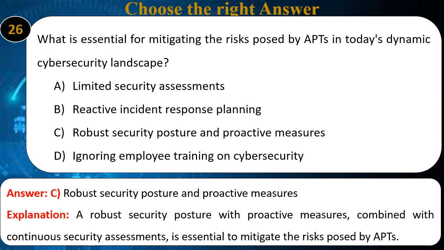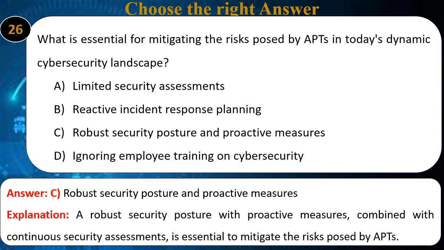Regularly patching systems and software. Vulnerabilities in outdated software are prime targets for APTs. Timely patching is essential to close these gaps before they can be exploited. Multi-factor authentication, MFA. Adding an extra layer of security beyond passwords makes it much harder for attackers to gain unauthorized access. Data encryption. Encrypting sensitive data both at rest and in transit protects it from being accessed by attackers even if they breach the system.